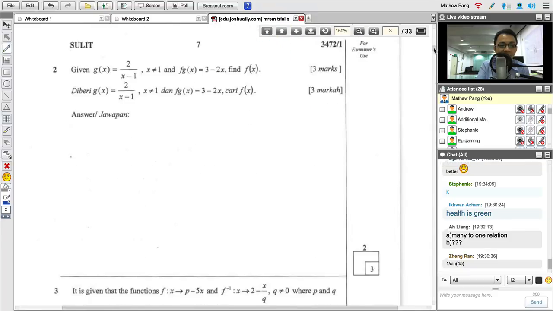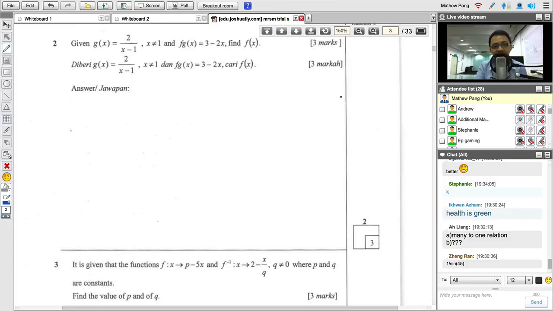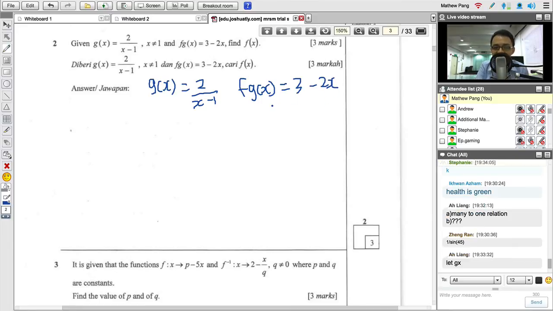Okay, this one is the second one. This is a function also. In this case, it gives you g(x) equals 2 over x minus 1, and then it gives you f(g(x)) equals 3 minus 2x. We need to find f(x) in this case. You've got two choices here. One is you substitute g inverse into gf(x).